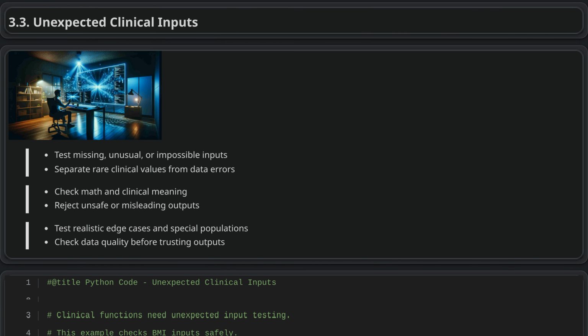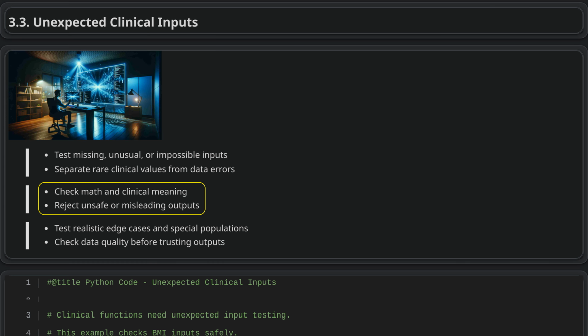Unexpected clinical inputs. Clinical software should be tested with unexpected inputs because real-world data can be missing, unusual, or entered in the wrong units. Tests should check whether calculations handle values like 0 or negative height, extreme or missing weight, and pediatric cases safely. This helps distinguish rare but possible clinical values from likely data entry errors or unit mismatches.